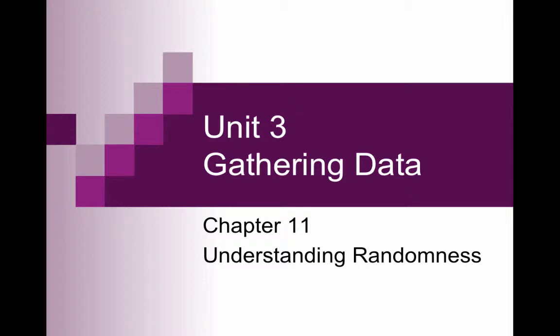We're starting Unit 3, which is about gathering data. So we're going to be looking at how we can appropriately collect data through surveys and experimentation. But we're going to start with Chapter 11, which is Understanding Randomness.